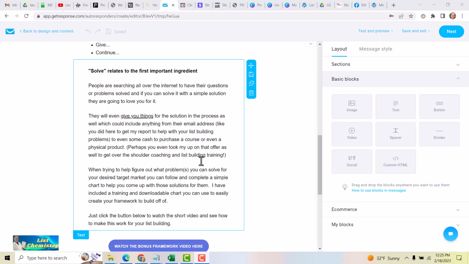This is Dave Gardner here with List Chemistry, and you just saw the message on solving. The key thing is you want to be able to solve a problem for someone, and that's what's really going to entice them to want to learn more and to give you their email address, because they want something to be solved quickly, or maybe they're going to buy a product from you.